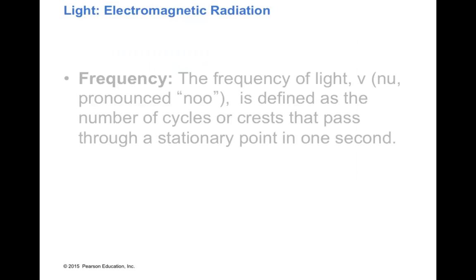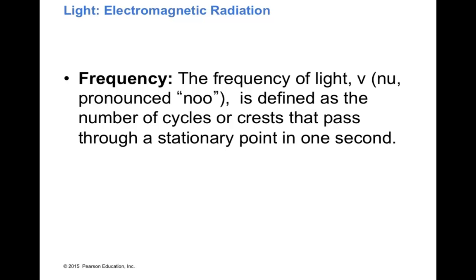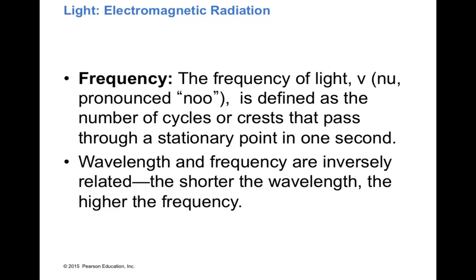Now going back to electromagnetic radiation, there's another definition, the frequency. The frequency of the light, represented by this symbol known as nu, is defined as the number of cycles or crests that pass through a stationary point in 1 second. Wavelength and frequency are inversely related. The shorter the wavelength, the higher the frequency, and the longer the wavelength, the lower the frequency.